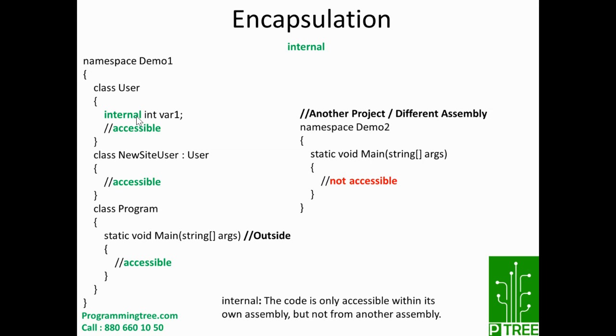So that is all about the access specifiers: public, private, protected, and internal.